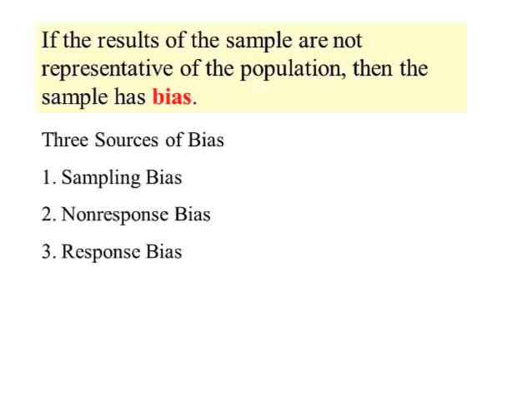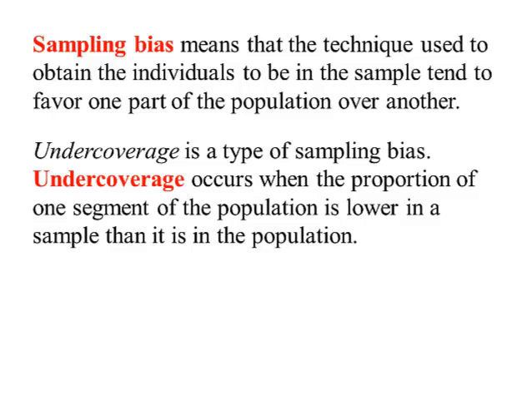Bias in sampling. If the results of the sample are not representative of the population, then the sample has bias. We're going to look at three types of bias: sampling bias, non-response bias, and response bias. Sampling bias means that the technique used to obtain the individuals in the sample tends to favor one part of the population over another. Undercoverage is a type of sampling bias. Undercoverage occurs when the proportion of one segment of the population is lower in a sample than it is in the population. We're going to look at a very famous case.